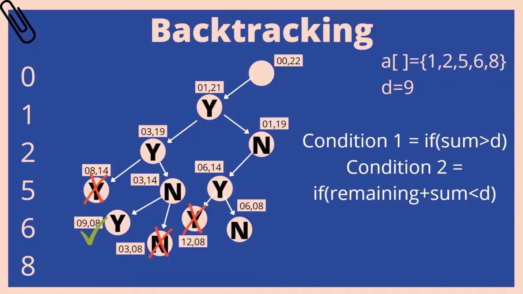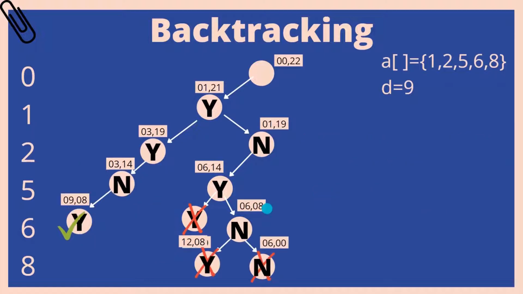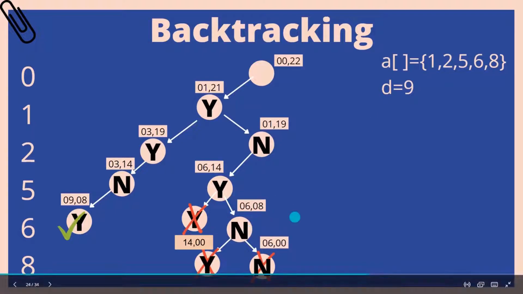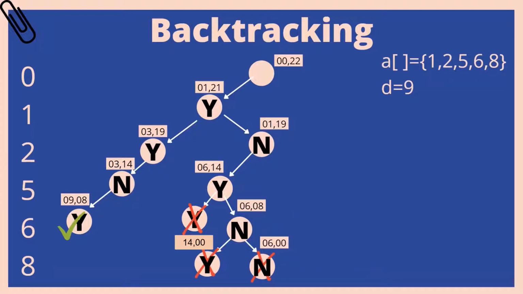So moving further, if we want to include 8 or not. If we include 8, then our sum is going to be 6 plus 8, that is 14, which is greater than 9. And if we want to not include it, then our condition 2 will come in place, that is 6 plus 0 is less than 9. So we won't include either of them. So we will stop searching in this tree also, and we will step backward. So all of these conditions are false, so we won't check further in this.